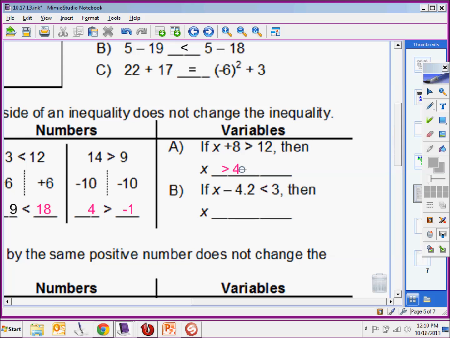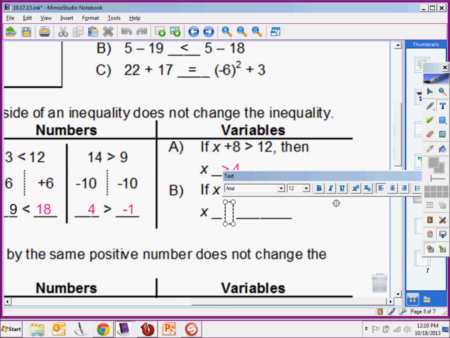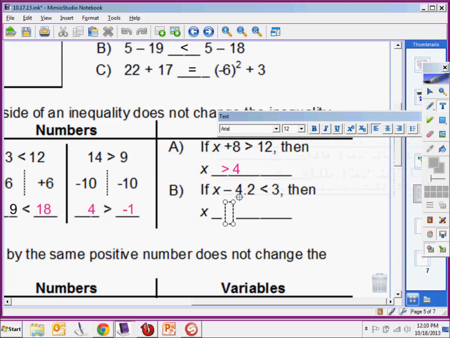I subtracted 8 from both sides. I got x by itself. X is greater than 7.2. So x has to be less than 7.2.